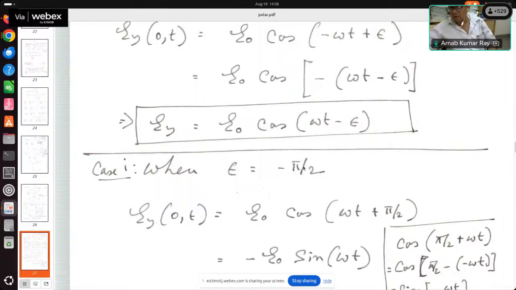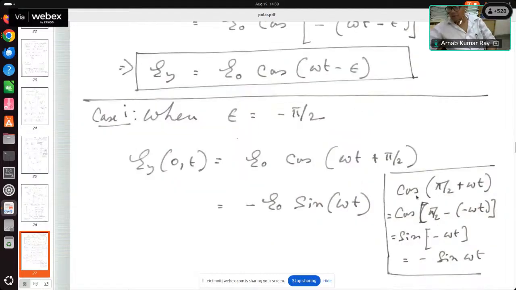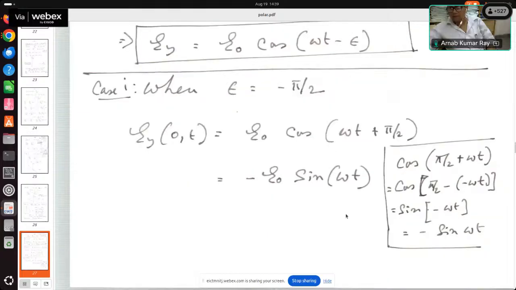Epsilon is equal to minus pi by 2. So minus and minus is plus pi by 2. Now here's cosine pi by 2 plus omega t, which is cosine pi by 2 minus of minus omega t. So cos of 90 degrees minus an angle will be sine of that angle, and sine of a negative angle will be minus sine omega t. So that is how you argue for this. So this thing is minus E naught sine omega t.